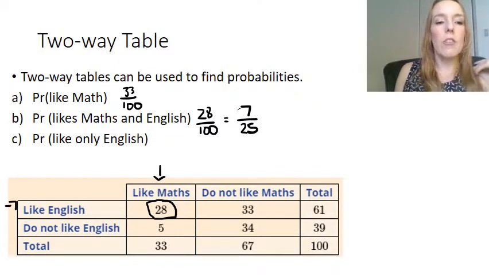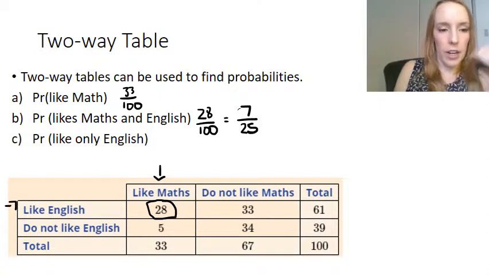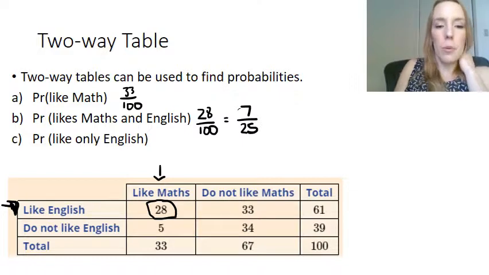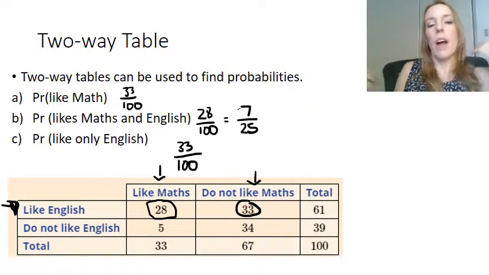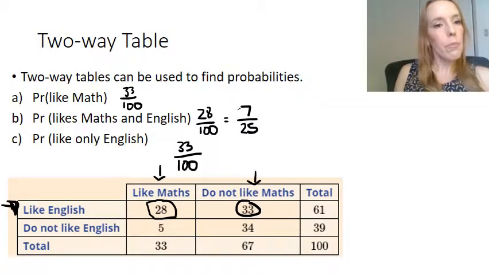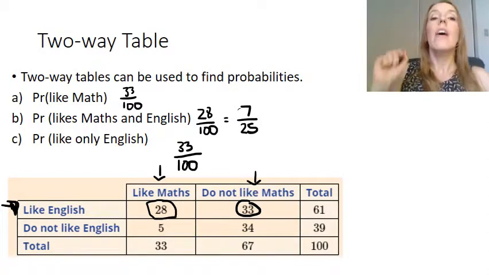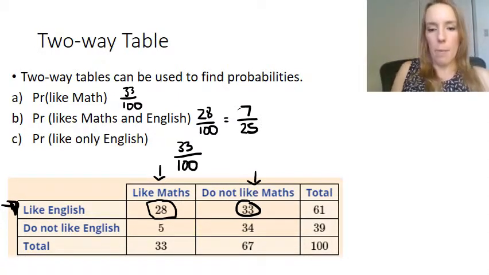So the probability that a student only likes English. Okay, so likes English is going to be our top row there, but they don't like maths. So we're going to follow it down to the do not like maths, and that leaves us with 33. So 33 students like only English. So 33 over 100 would be our probability there. So that's how we can use these two-way tables to calculate probabilities. I'm not sure if I've already said it, but I'll just clarify: I'm getting the 100 here because that's the total number of students that were surveyed.